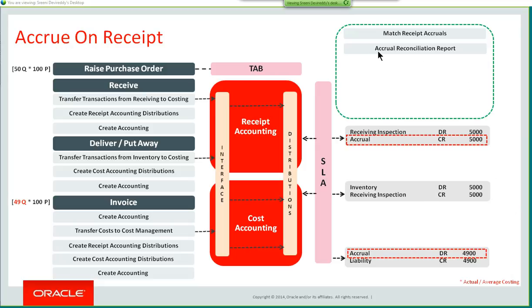When you do the accrual reconciliation report, it's going to pick this line and this line, and you see that there is a difference. There's a difference of 5,000 and 4,900, so the difference of 100. Why is there a difference? You will analyze why, and you find that I got the invoice only for 49. Now it's up to you whether you want to wait until the supplier sends that additional invoice for that one quantity, or you may want to knock it off.